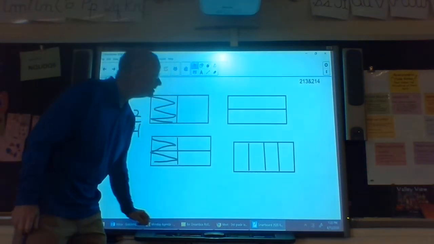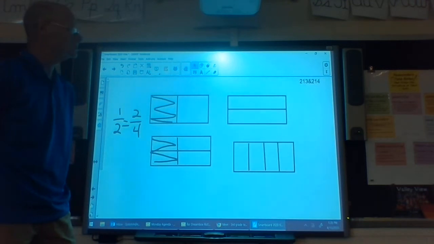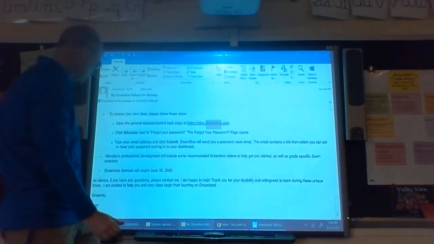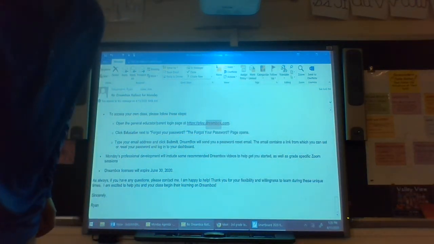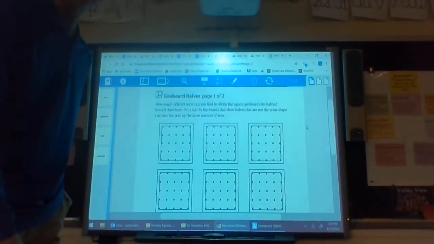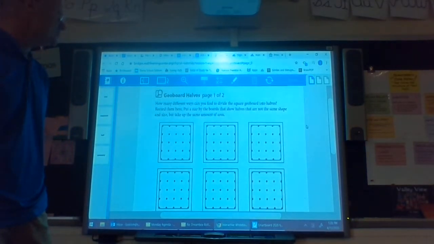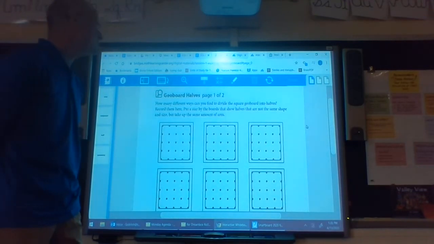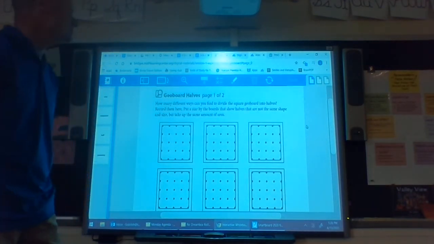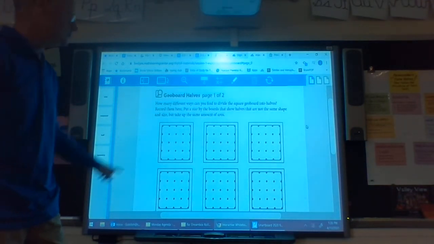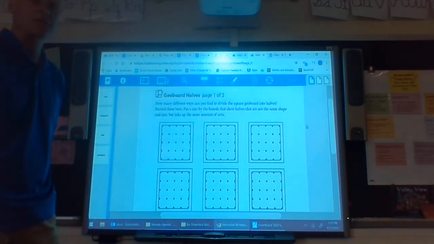Our assignment we're going to work on today is you have to find your student book and turn to page 213 and 214. And you're going to see a page that looks something like this. In fact, you're going to find 2 pages that look like this. And your job is to find out how many different ways you can find to divide this geoboard into halves. Okay? I want you to try to do the first 3 on your own right now. I'm going to pause it for a second. And you can draw 3 different ways to cut those into halves.